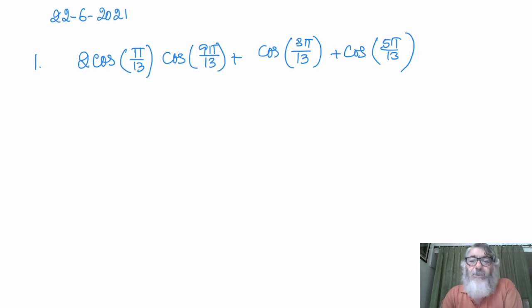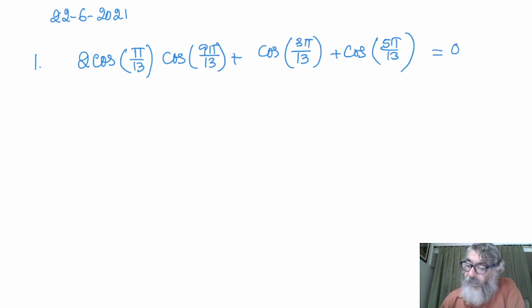Like one question on your screen: 2 cos pi by 13 cos 9 pi by 13 plus cos 3 pi by 13 plus cos 5 pi by 13. Now the last two terms we will take, as we have to prove it equal to 0. Actually, we have proved this to be equal to 0.